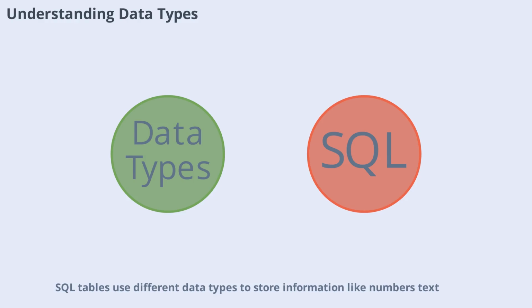SQL tables use different data types to store information like numbers, text, or dates. Choosing the right data type ensures your queries run smoothly and your results are accurate. It's a small detail that makes a big difference in data analysis.